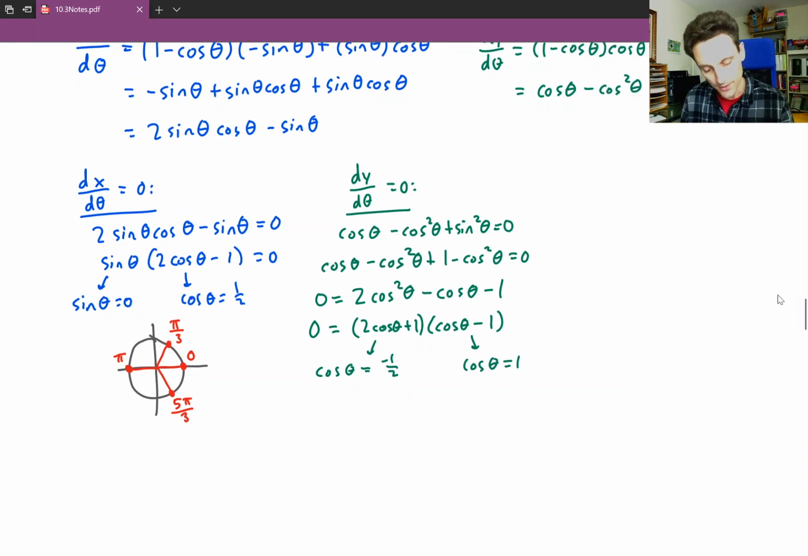Again, we'll draw a unit circle so we can draw where the solutions are. Cosine theta equals negative 1/2. That's the pi over 3 family in the second and the third quadrants, where cosine is negative. So 2 pi over 3 and 4 pi over 3. And then cosine theta equals 1 is right over here at an angle of 0.